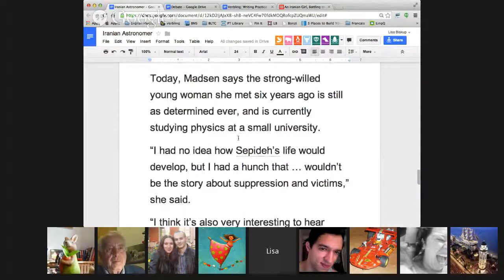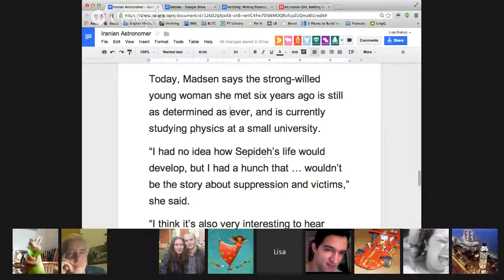Today, Mattson says, the strong-willed young woman she met 6 years ago is still as determined as ever and is currently studying physics at a small university.